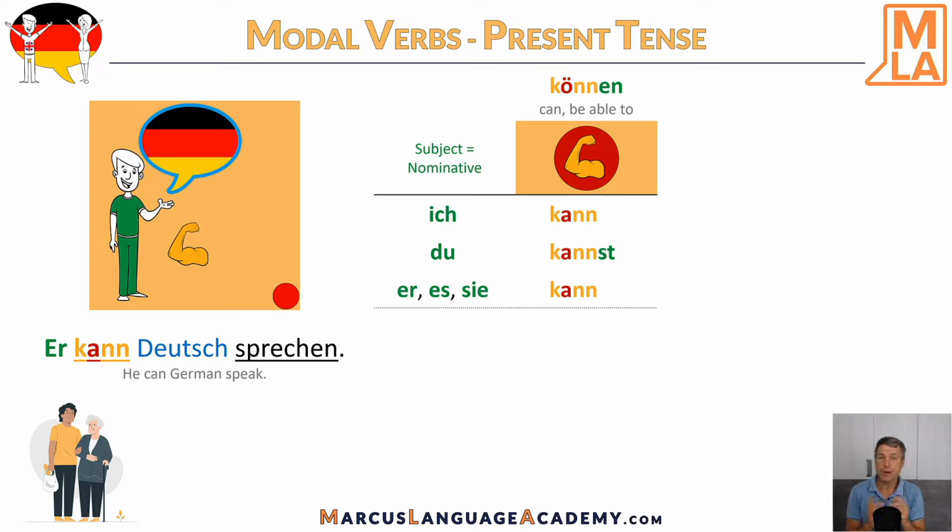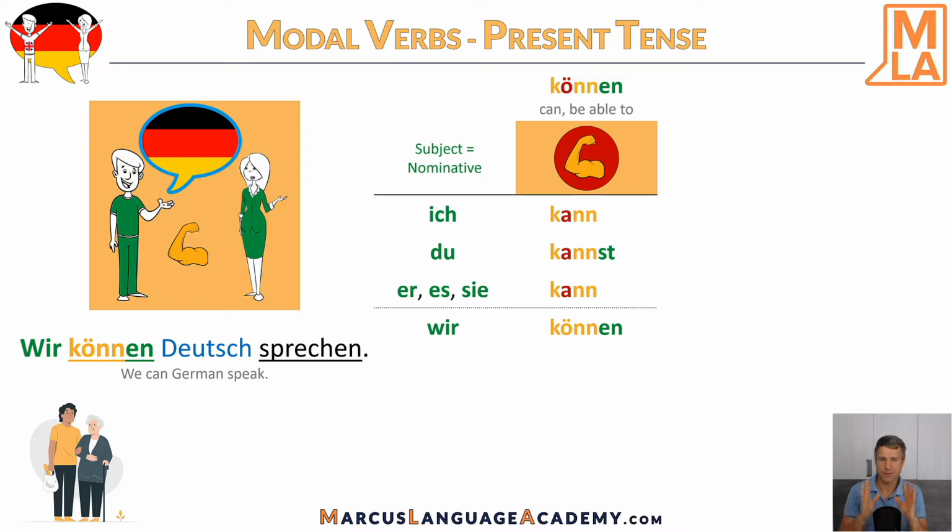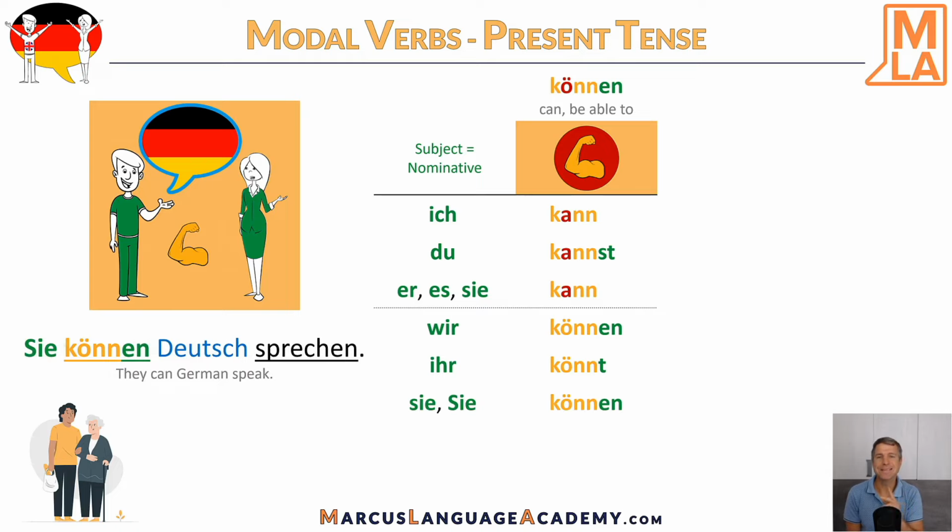In the plural, however, the red dot in the picture disappears because the modal verb is completely regular and everything is conjugated normally. Wir können Deutsch sprechen. We can German speak. Ihr könnt Deutsch sprechen. You all can German speak. Sie können Deutsch sprechen. They can German speak.